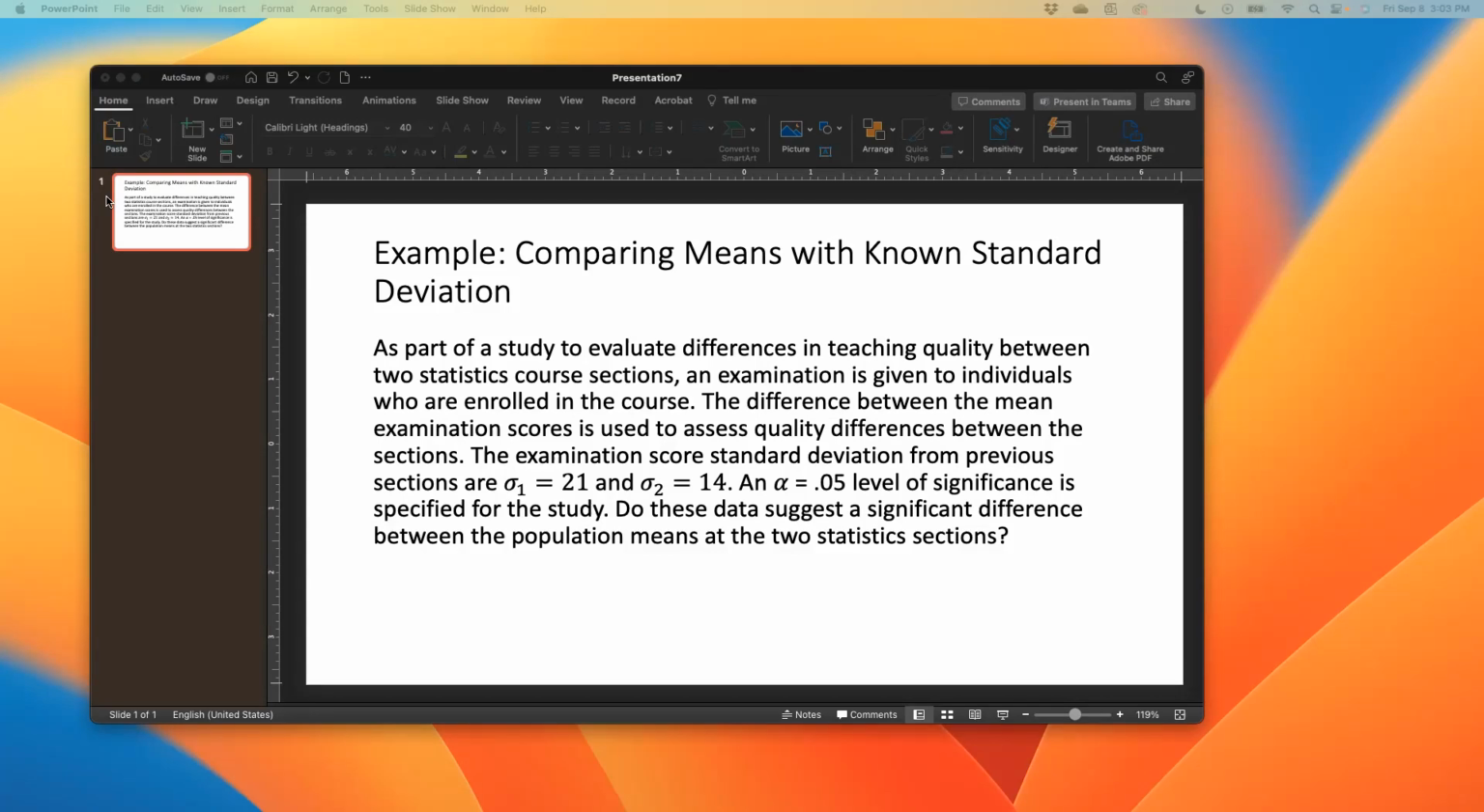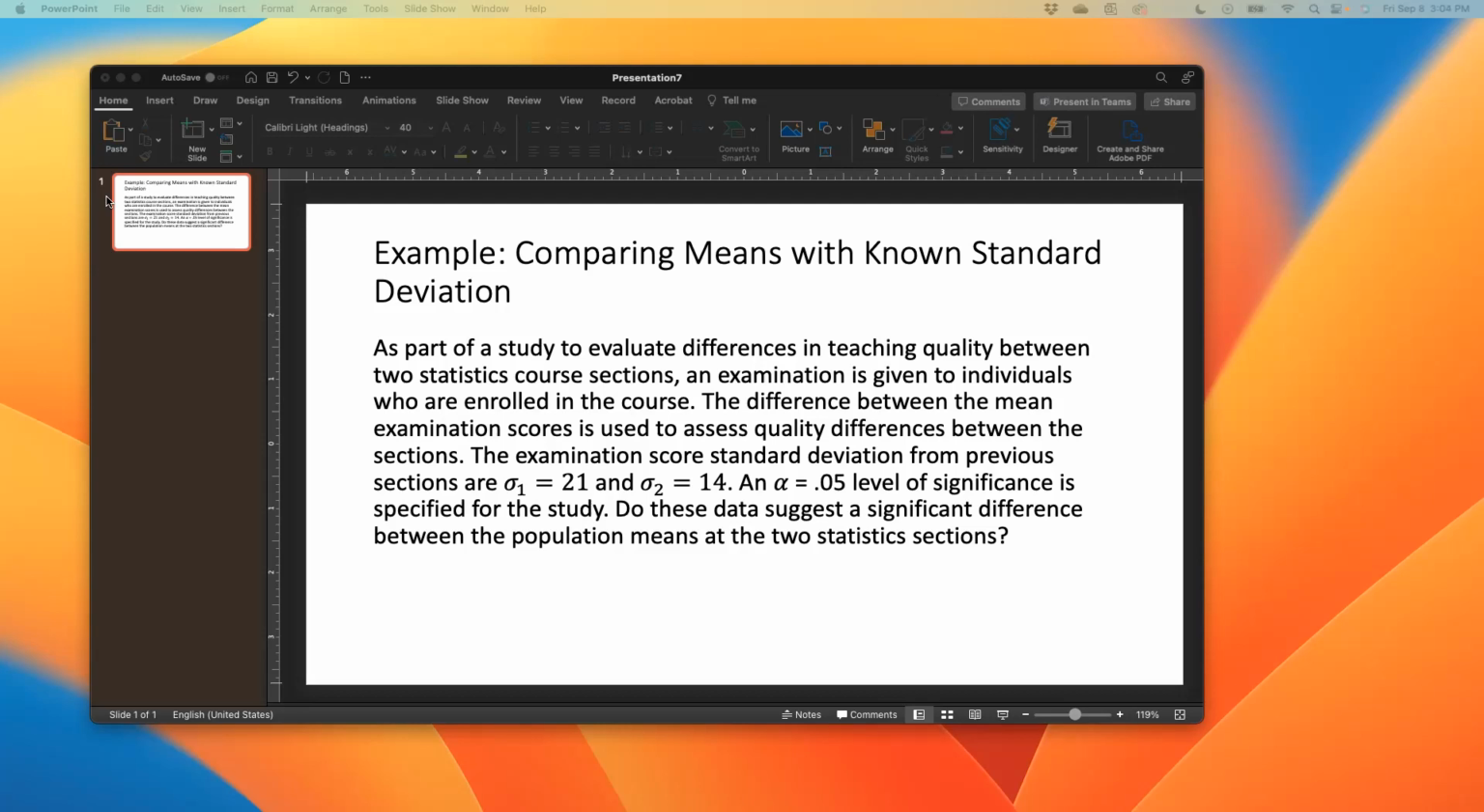So the problem says, as part of a study to evaluate differences in teaching quality between two statistics course sections, an examination is given to individuals who are enrolled in the course. The difference between the mean examination scores is used to assess quality differences between the sections. The examination score standard deviations from previous sections are sigma 1 equals 21 and sigma 2 is 410.